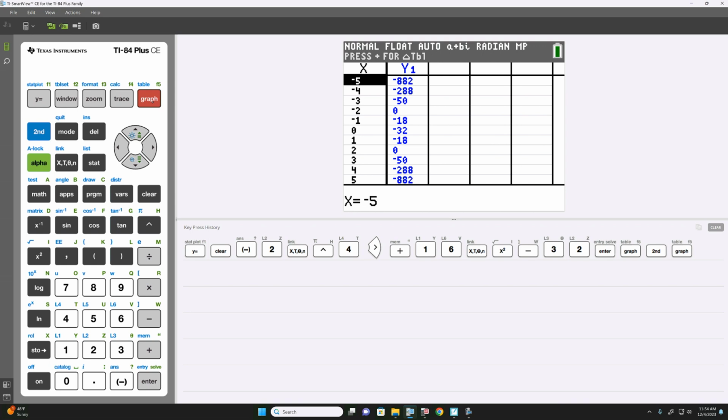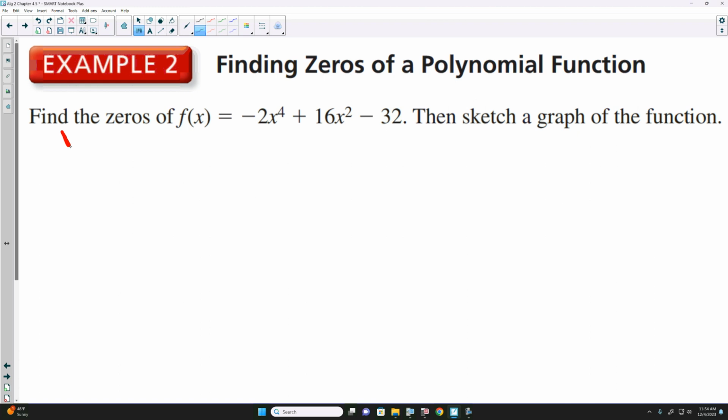Now, the y-intercept is at 0, -32, but we're mainly looking for x-intercepts. We're looking for what value of x will make the y value be 0. And we found two of them. So we know x is indeed equal to 2, and we know x is equal to -2. Now for this here, those are not the only values. There are actually a few more, but those are two of the solutions.